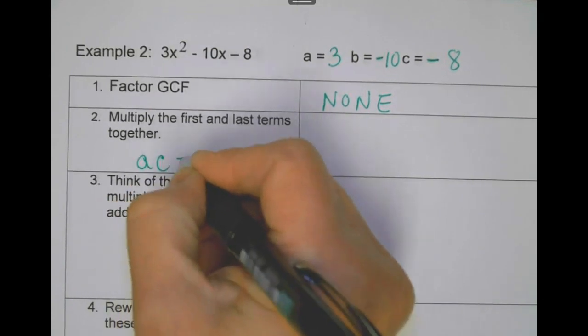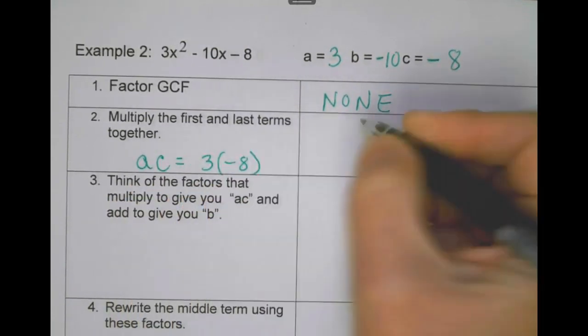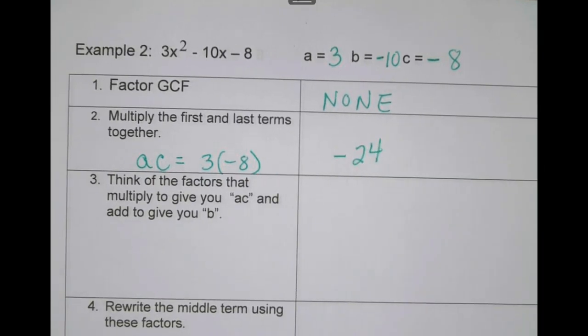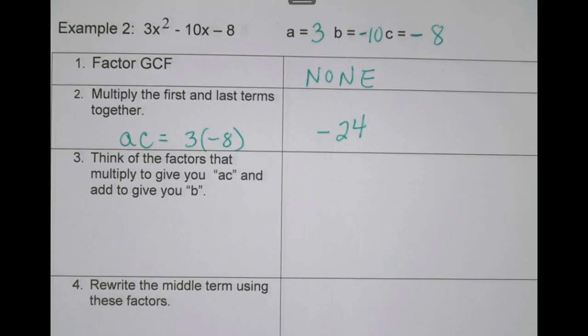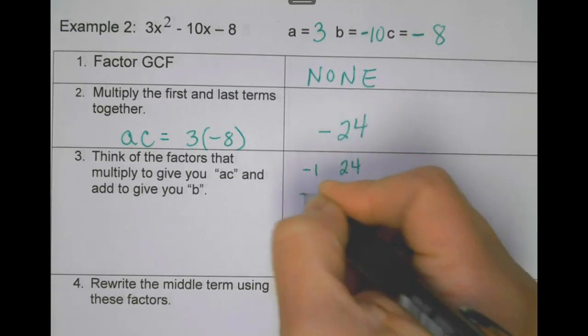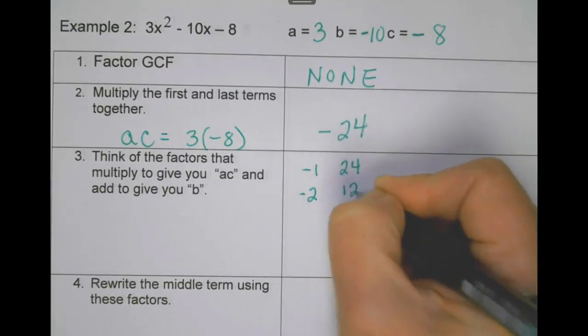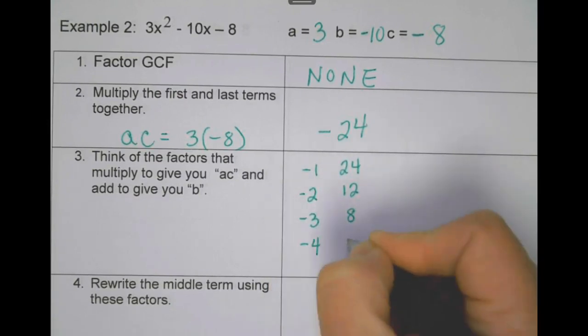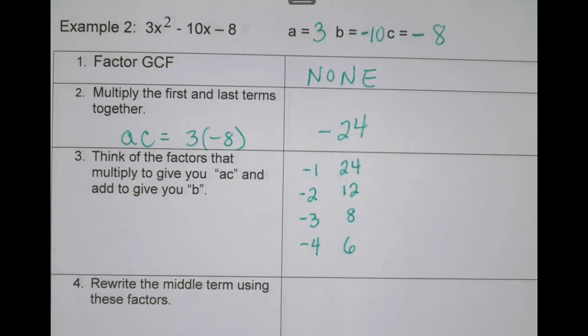A times C is 3 times negative 8, which would be negative 24. Now, when I do this, I write down all of the factors of negative 24 so I don't miss the one I need. I don't just skip around. I like to do things in an orderly way. So, negative 1 times 24. Negative 2 times 12. Negative 3 times 8. Negative 4 times 6. And then they're going to start repeating: 6 times 4, 8 times 3.